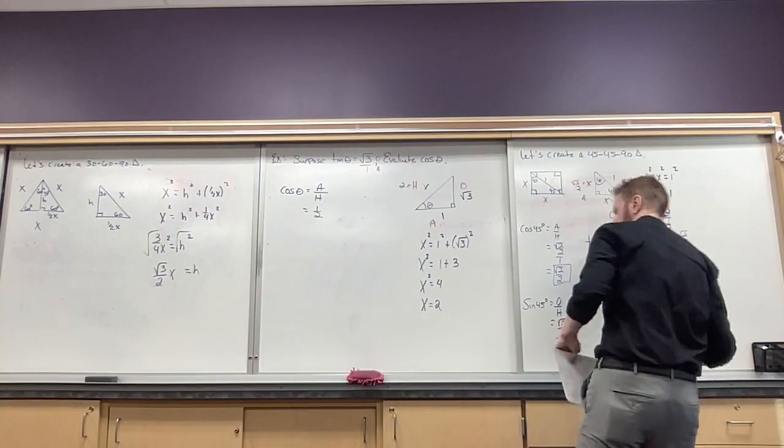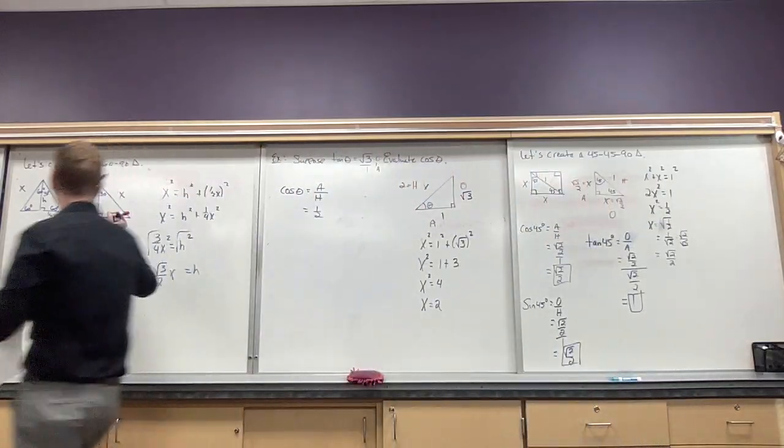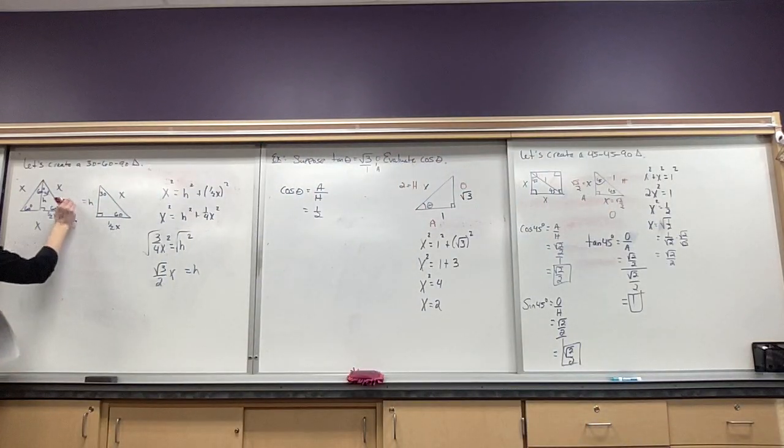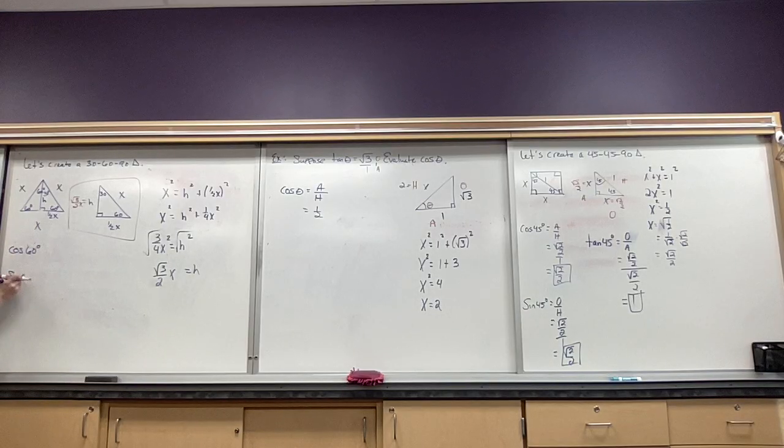Where's my red marker? There it is. Okay. So this guy is going to be square root of 3 over 2 x. So again, x is whatever the side lengths were initially. So it's always going to follow that ratio, that pattern. Okay? Let's go ahead and, I'm going to box this out so we can see it better. Let's go ahead and find cosine of 60 degrees. We'll do sine of 60 degrees, and we'll do tangent of 60 degrees.